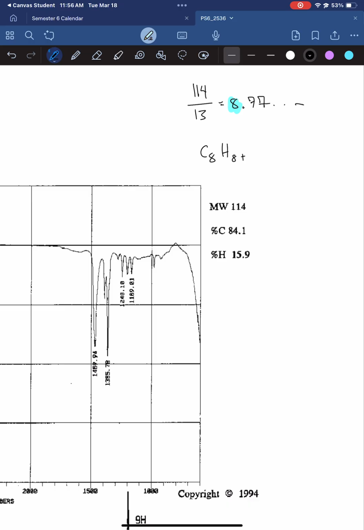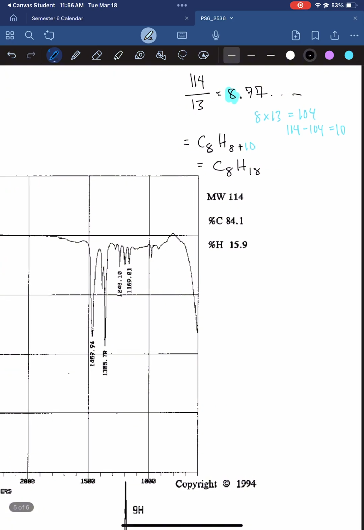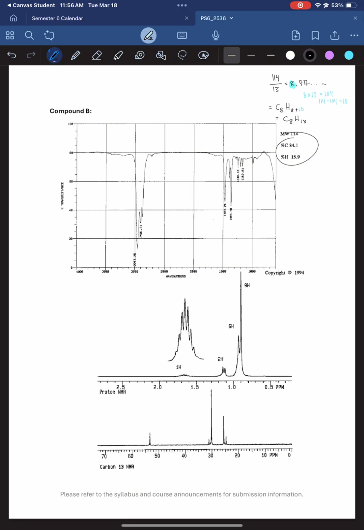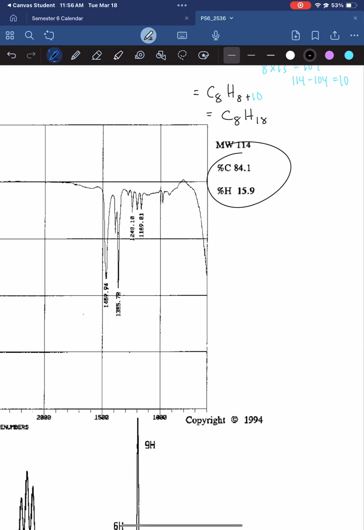once you have that, you want to re-multiply 8 by 13. And once you multiply 8 times 13, you get 104. And then you want to take the difference between 114 and 104, and that gives you 10. And basically you want to add that 10 onto that 8, and that should give you the molecular formula C8H18. Cool. And we can double check that as well because we're given these percentages, and that principle can be seen in compound A, the math, so I won't be doing that again.